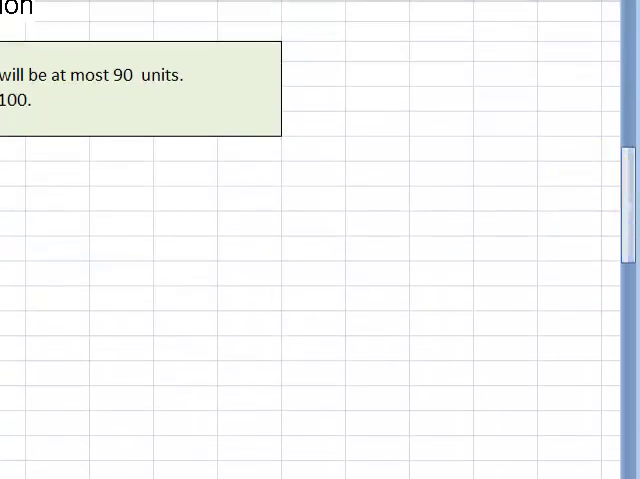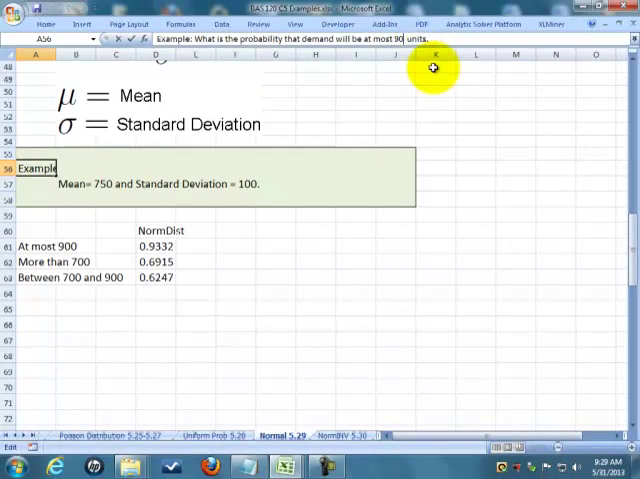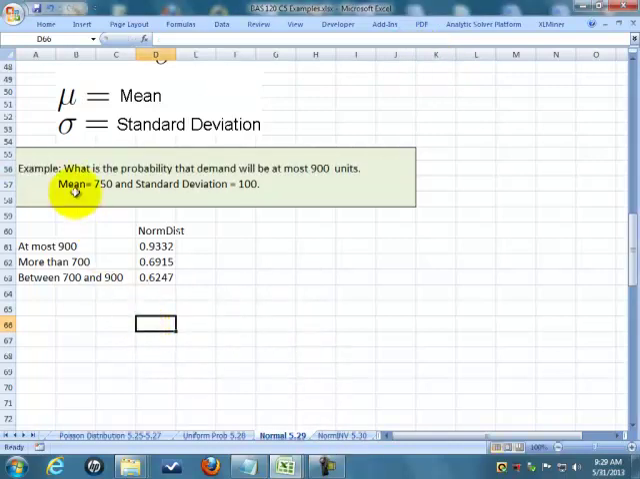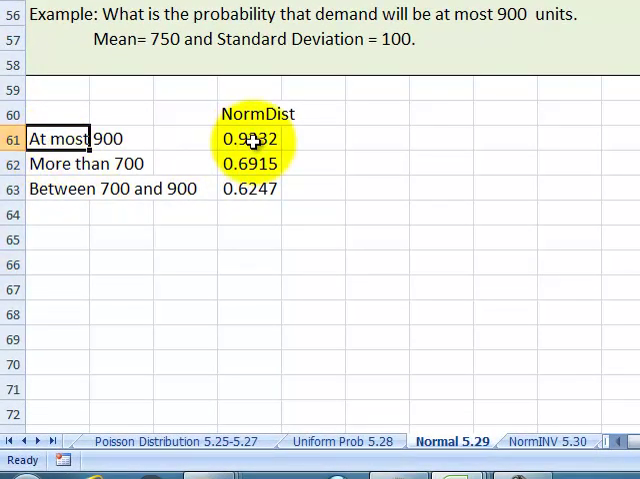Well, let's do an example. What is the probability that demand will be at most 900 units? Let's not do 90, 900 units, if we know the mean is 750 and the standard deviation is 100. Okay, so we can do at most, so that's 900 or less.